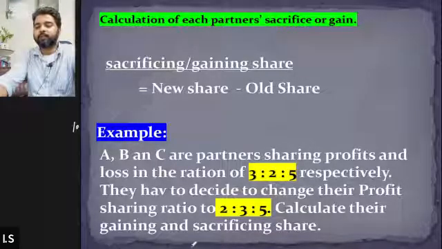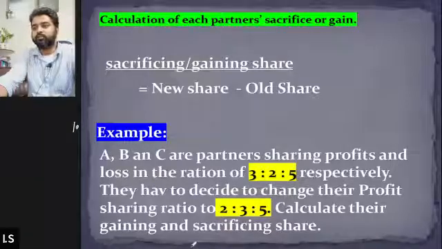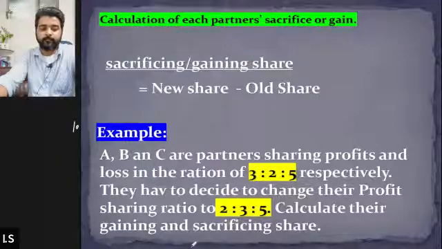This is an example. A, B, and C are partners sharing the profit and losses in the ratio of 3:2:5 respectively. They have decided to change their profit sharing ratio to 2:3:5. Calculate their gaining and sacrificing shares.